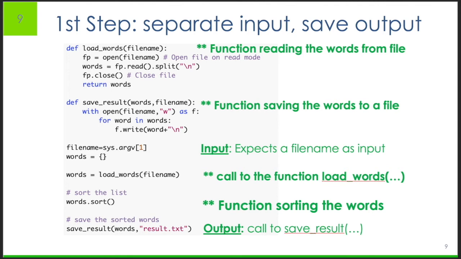So in your program, you expect a file name as input, and then you would call the function that loads the words, by reading them from the file. You use the sorting of the words, and finally you save the sorted words in a file called result.txt.